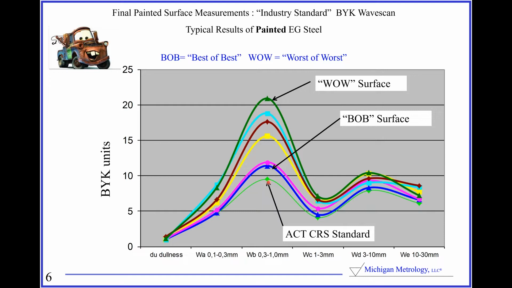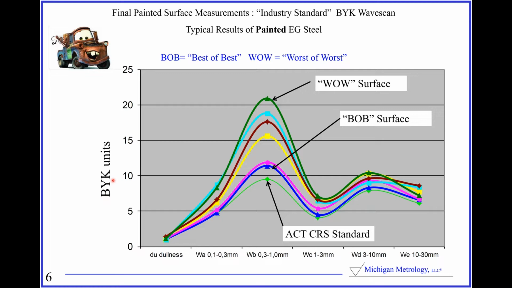And you could see for this series of steel panels, these were steel panels, we had a big range of what we call a WB result. So this is the spectrum of W values, WA, WB, WC, and so forth. And you can see for most of the other bands, the samples are pretty close. But in this WB band, this is where the problem was. There was something going on in a bandwidth of roughly 0.3 to 1 millimeters of spatial wavelengths. And these units on the left are just called BYK units. It's a proprietary unit that the BYK company standardized.